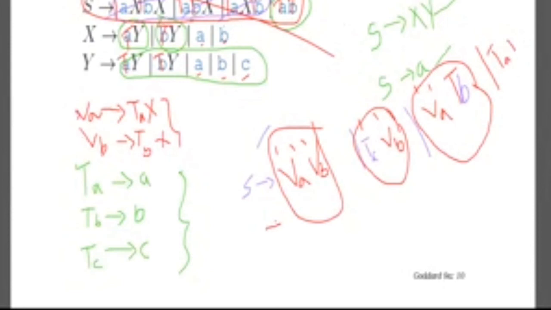Second line will be TATY, TAY, TBY, AB. Third one will be TAY, TBY, ABC. Next, we are adding these two productions, and these three productions will be the grammar.